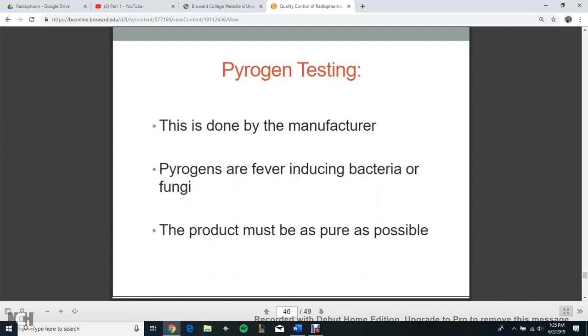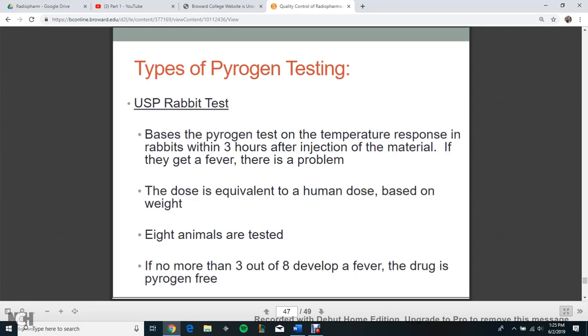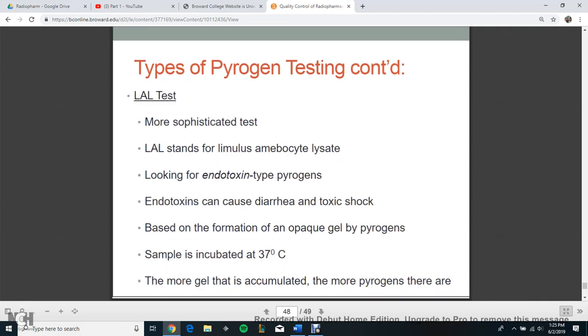Pyrogen testing. This is done by the manufacturer. Pyrogens are fever-inducing bacteria or fungi. The product must be as pure as possible. Types of pyrogen testing: there's the USP rabbit test. It bases the pyrogen test on the temperature response in rabbits within 3 hours after injection of the material. If they get a fever, there is a problem. The dose is equivalent to a human dose based on weight. 8 animals are tested. If no more than 3 out of 8 develop a fever, the drug is pyrogen-free.